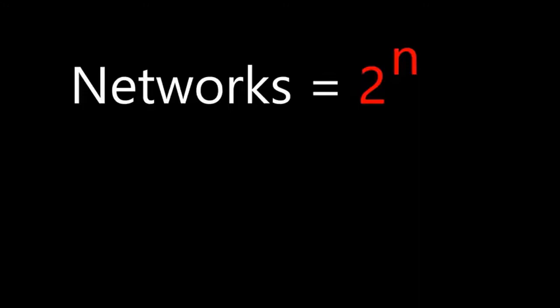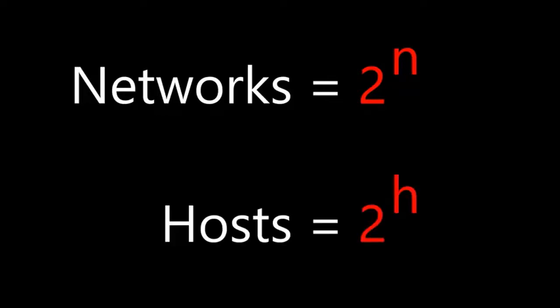If you're the kind of person that likes the math, we can show this as an equation. The number of networks is 2 to the power of n. N is the number of network bits. So Class B has 14 network bits. 2 to the power of 14 is 16,384. The same is true for hosts. Class B has 16 bits for hosts. 2 to the power of 16 is about 65,000.